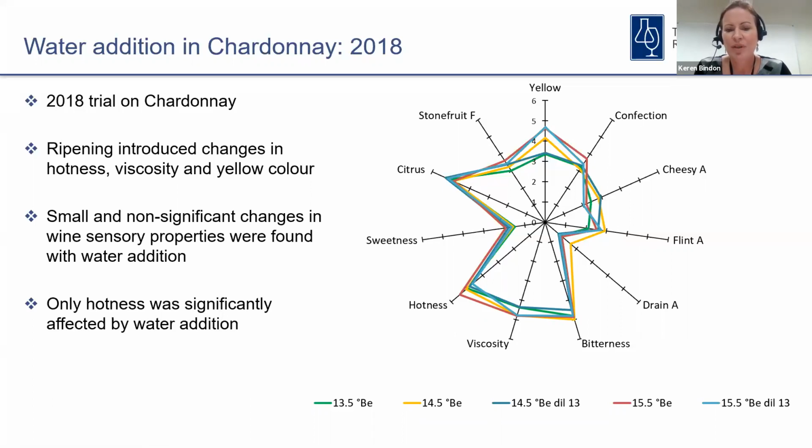It is actually just worth pointing out here that that 15.5 Baume wine diluted to 13, in fact, had lower hotness than the earliest harvest. Which we found surprising because the alcohol concentration was in fact very similar. So that's something just to be aware of in white wines, but there wasn't any real differences in viscosity, which I guess is the important attribute there from a sensory standpoint. So very simple results, but quite positive outcomes for the Chardonnay.